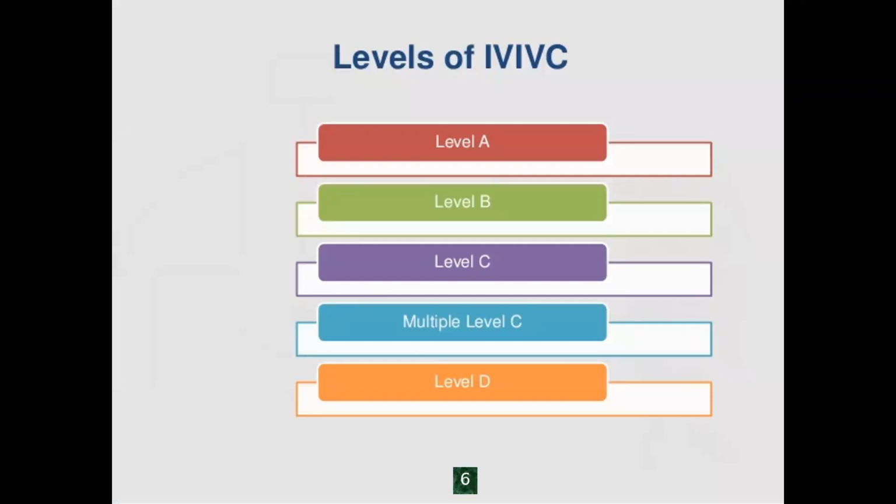Levels of in vitro in vivo correlation. There are 5 levels of correlation, which are level A, level B, level C, multiple level C, and level D.